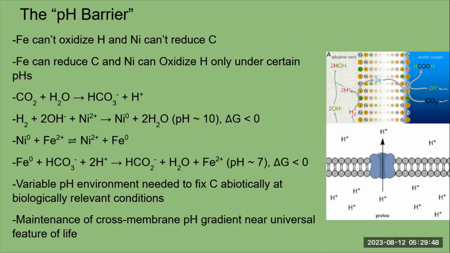When the nickel and iron are in a cluster, electrons stripped from hydrogen can be shuffled back and forth between nickel and iron, and thus can be used to reduce bicarbonate to formate. It has been experimentally demonstrated that when alkaline hydrogen-rich water is separated from acidic carbon-rich water by a semiconducting barrier, it will result in the production of organic carbon. So, a variable pH environment is needed to abiotically produce organic carbon under biologically relevant conditions, and the cross-membrane pH gradient is a near universal feature of life. But could such an environment have existed on the prebiotic Earth?